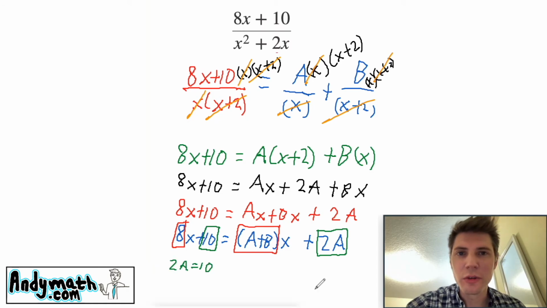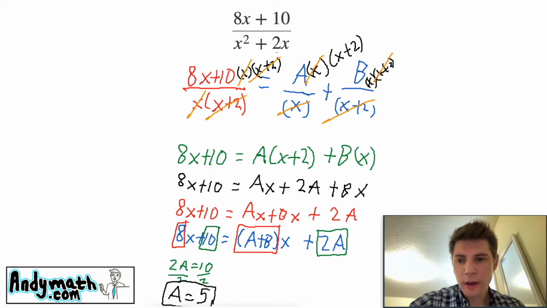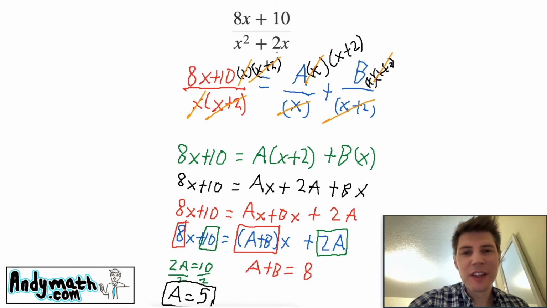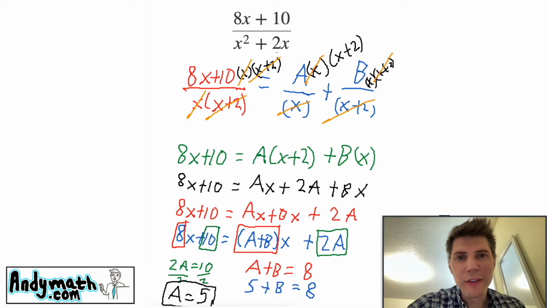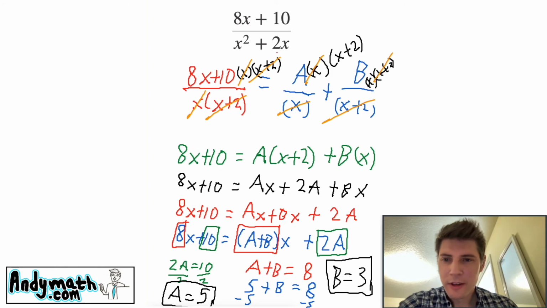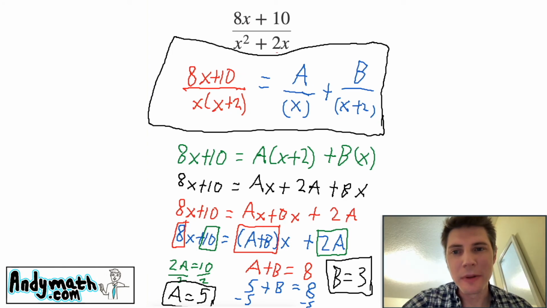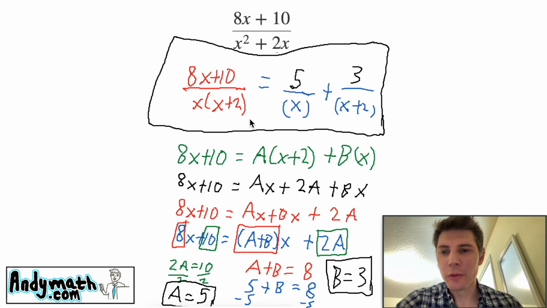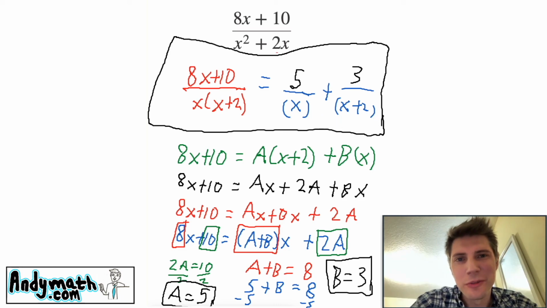So if we set the two green boxes equal to each other, we have 2a equals 10. And we can solve for a, and we get a equals 5. So then we can set the two red boxes equal to each other. We can plug in 5 for the a, subtract 5 from both sides, and we get b equals 3. So now we solve for a and b. So now if we go back up here to the top to our original fraction that we split up and plug in 5 for the a and 3 for the b, that's the answer to the question. We've now rewritten this single fraction as two fractions being added together, and that's partial fraction decomposition.